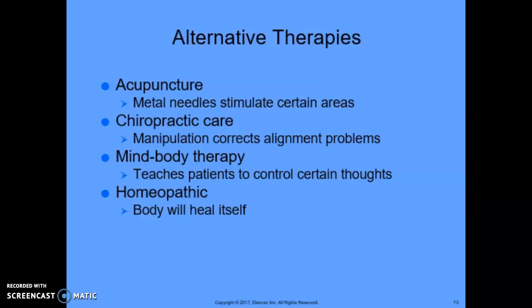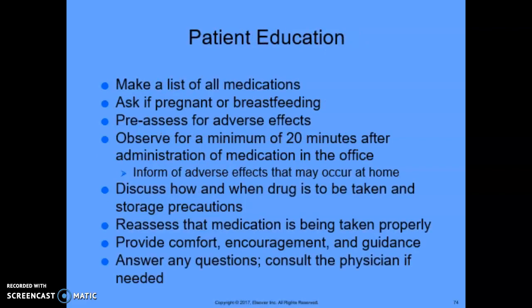And then alternative therapies such as acupuncture, chiropractic care, mind-body therapy, homeopathic. And let's look at patient education, because this is always key to everything we're doing. So in patient education, it's important we can make a list of all medications, ask if pregnant or breastfeeding. That's very important because of those medications on the pregnancy list.